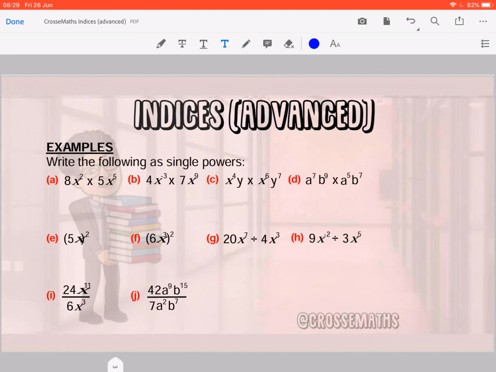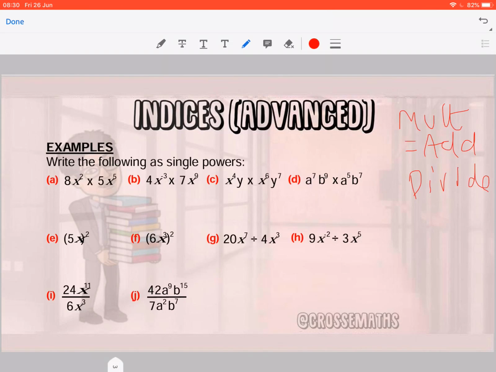Right then, a little bit of indices. These are just basic examples. Everyone should know the rule that if you multiply, you add the powers; if you divide, you subtract; and if there's brackets, you multiply the powers, but we won't worry about that one for the moment.